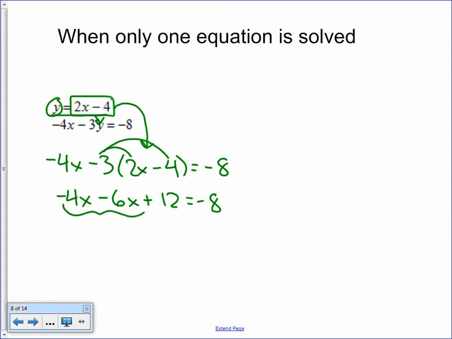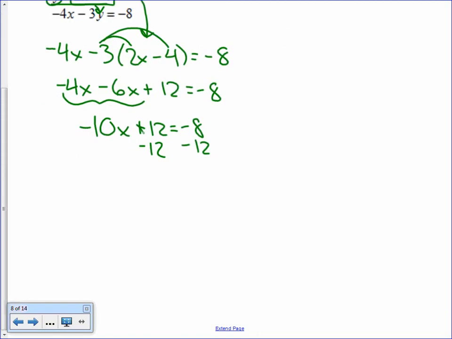Combine like terms, so negative 4x minus 6x gives me a negative 10x, plus 12 equals negative 8. Let's subtract 12 on both sides. So that cancels out. I have negative 10x equals negative 20. And solving for x, divide by negative 10 on both sides. So I have x equals a positive 2. So x equals 2.